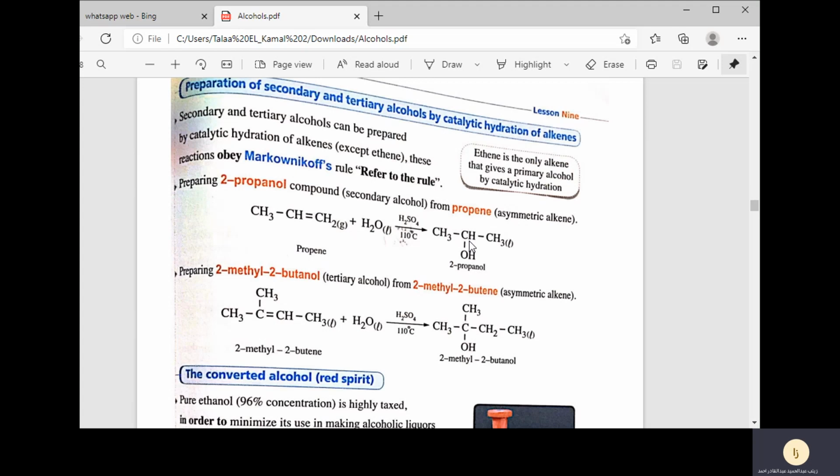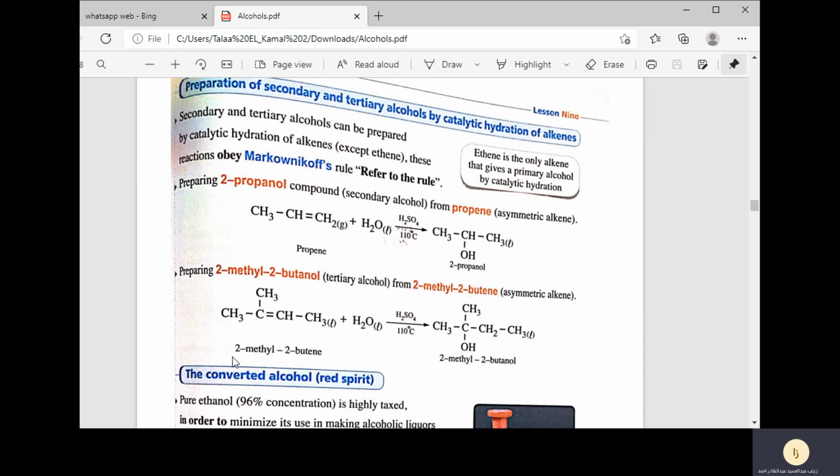So we get 2-propanol. Is its type primary or secondary? We can look at the C attached to OH. You will find that it has one hydrogen atom and two carbon atoms. So it is a secondary alcohol.